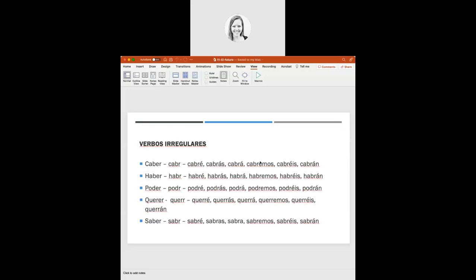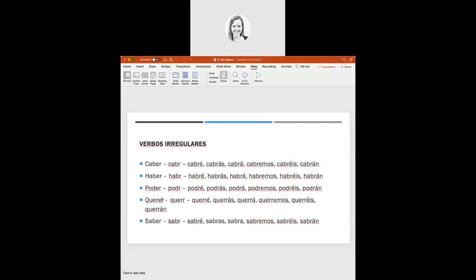Even the irregulars do follow a pattern. And you'll notice that they're still following the pattern of adding the same endings: é, ás, á, emos, without an accent, éis, and án. On all of these, the endings are still the same. However, we have added another letter in front of it, and there are 3 different categories here that I'm going to show you. So if you're taking notes, you're trying to memorize these, it's always good to categorize things, group them together by like things, and these all conjugate the same with an added R.